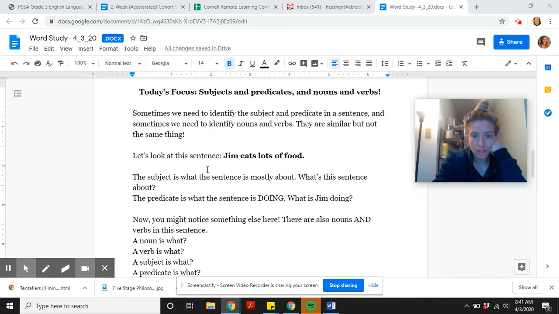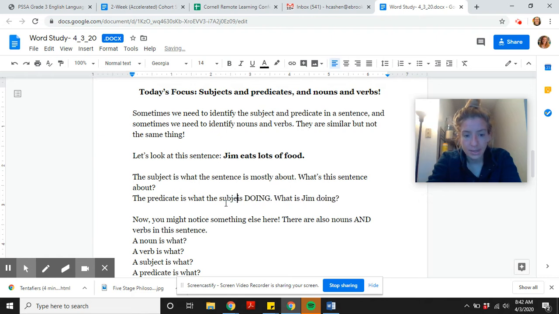So let's look at the sentence. Jim eats lots of food. Now, the subject is what the sentence is mostly about. What is this sentence about? It's about Jim. And the predicate is what the subject is doing or being. So what is Jim doing here? He's eating. So we've already found the subject, which is what the sentence is mostly about, and the predicate, which is what the subject is doing or being.